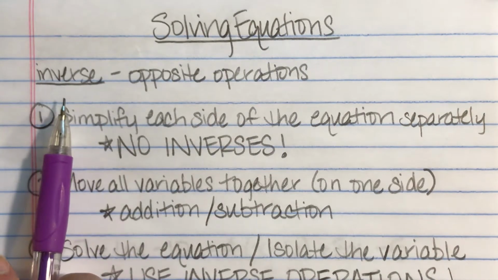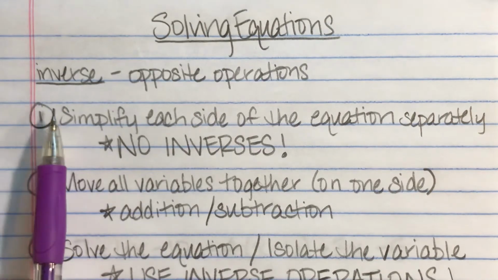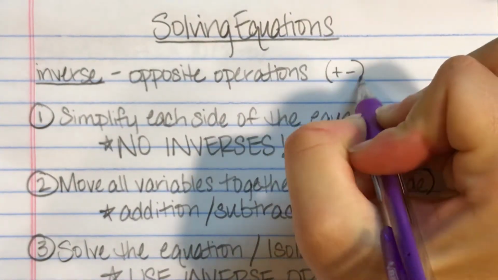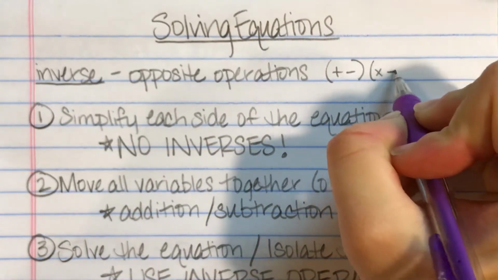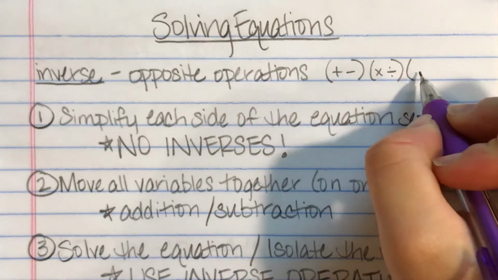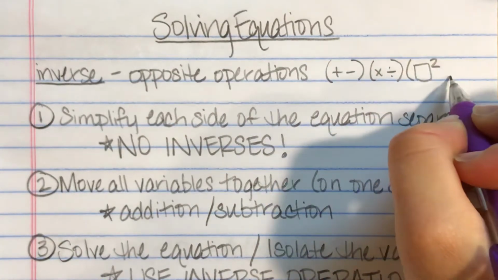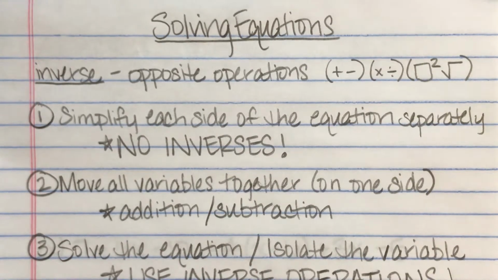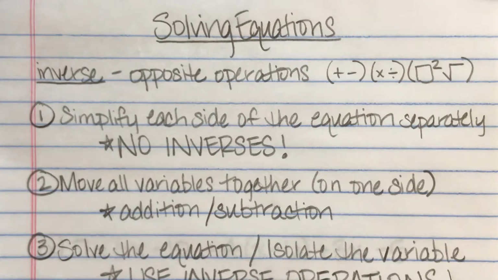Y'all learned this last year, that this means that you're using opposite operations. So like the opposite of addition is subtraction, the opposite of multiplication is division, the inverse of squaring something is to take the square root. Okay, so in algebra we're doing everything backwards, which means we're undoing equations. So you do the opposite of what you would normally do.